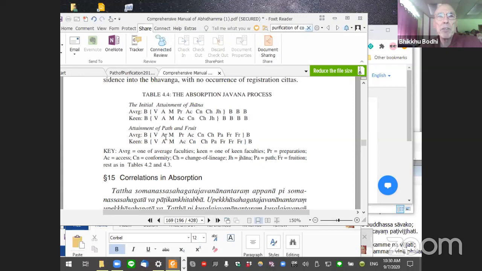So this is the average practitioner, but the keen practitioner, the one with sharp faculties, because they have sharp faculties, they don't need the moment of preparation. So they go directly from mind door adverting to the moment of access, the moment of conformity, the change of lineage, then the path. And as a kind of reward for their sharp faculties, they get 3 moments of fruition, again, in which they experience the bliss, peace, and freedom that comes with eliminating those fetters.